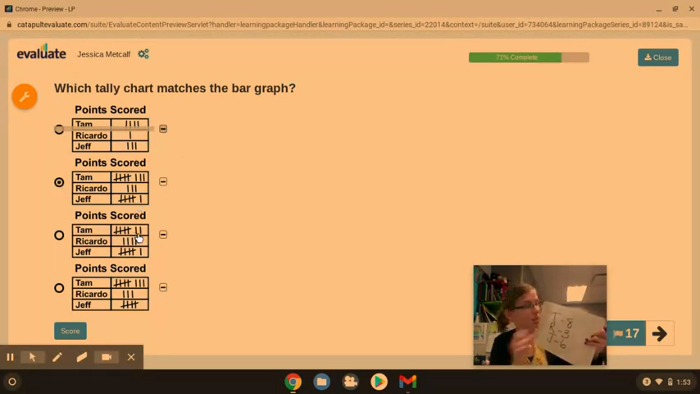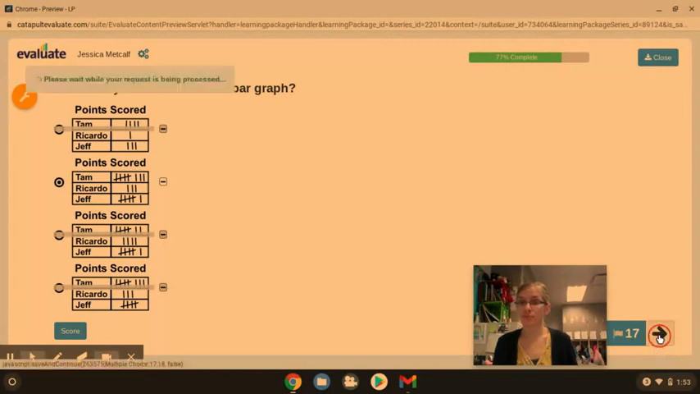This says 7. Ricardo, we know, scored 3, so that one's not right. And then the last one, it says Tam scored 8. Ricardo scored 3. That's right. And this last one says Jeff scored 5. That's not right. We know Jeff scored 6, so that one also is not right.